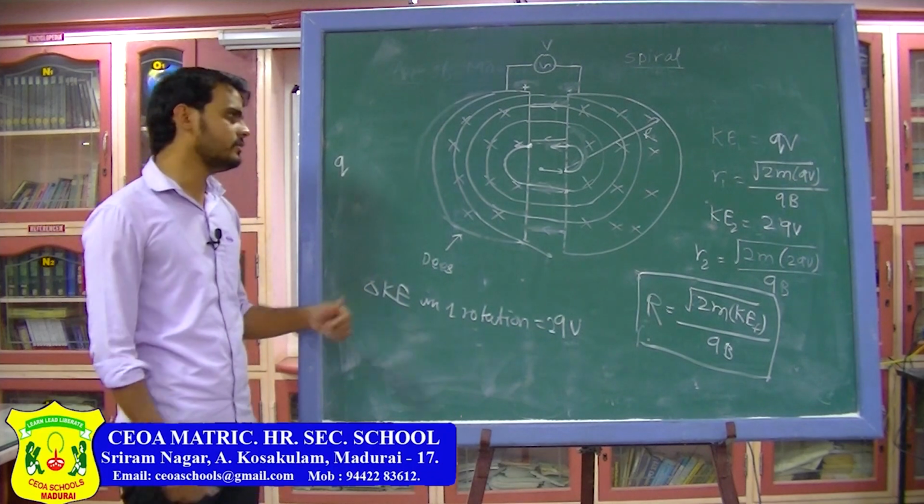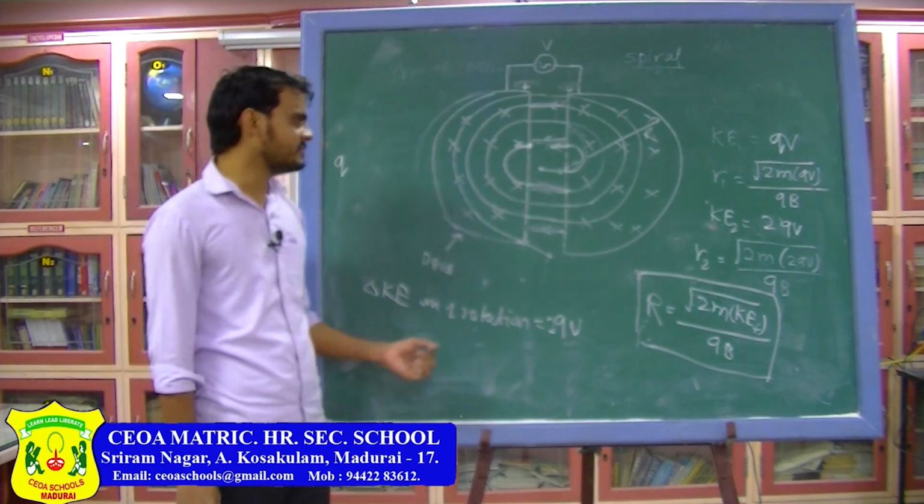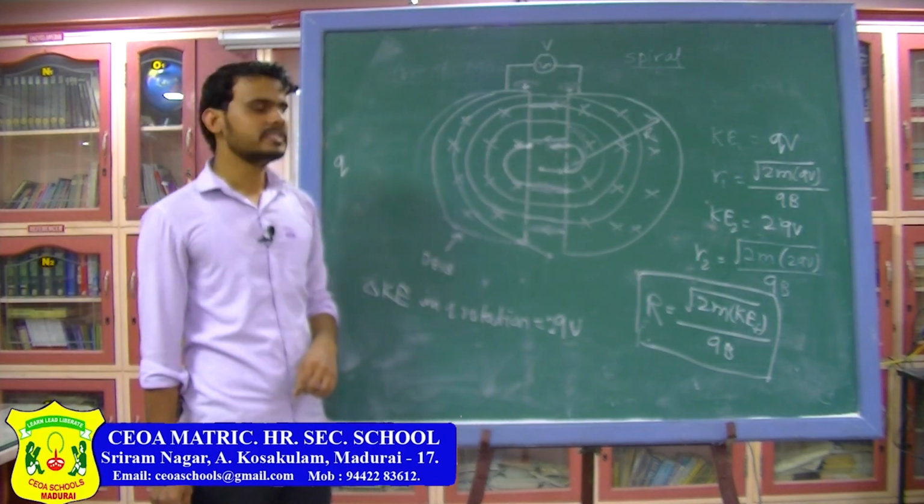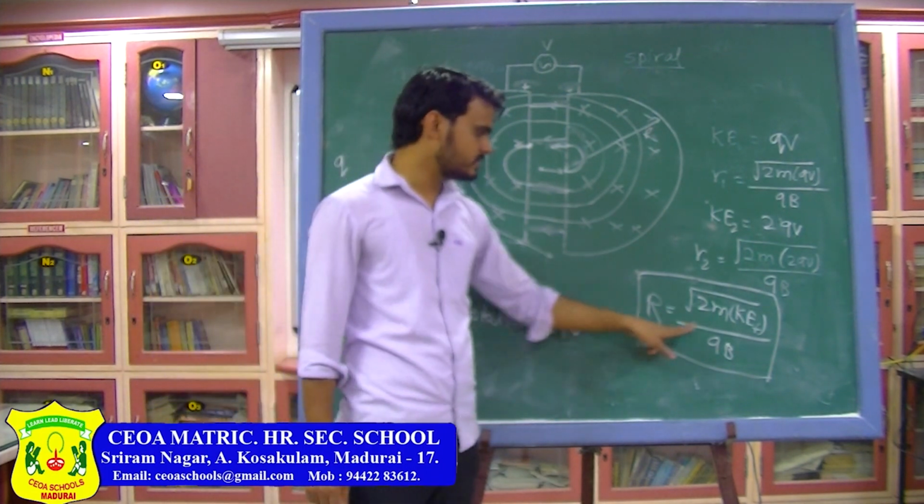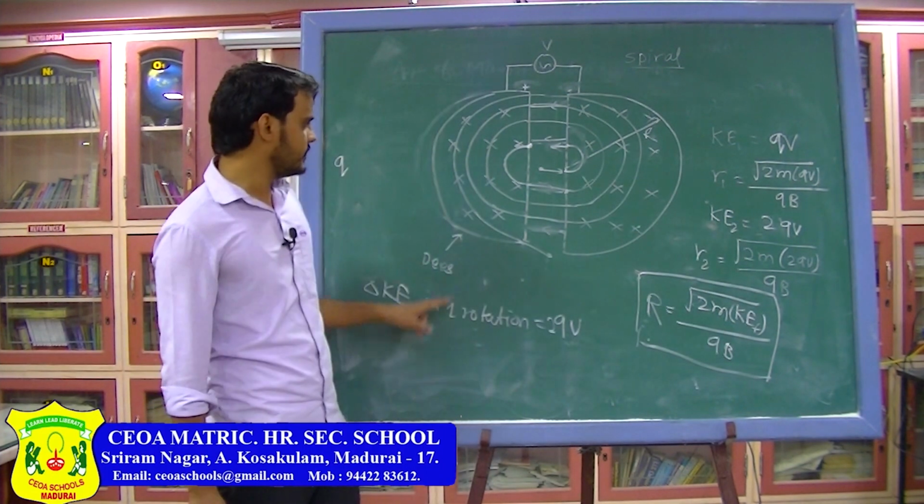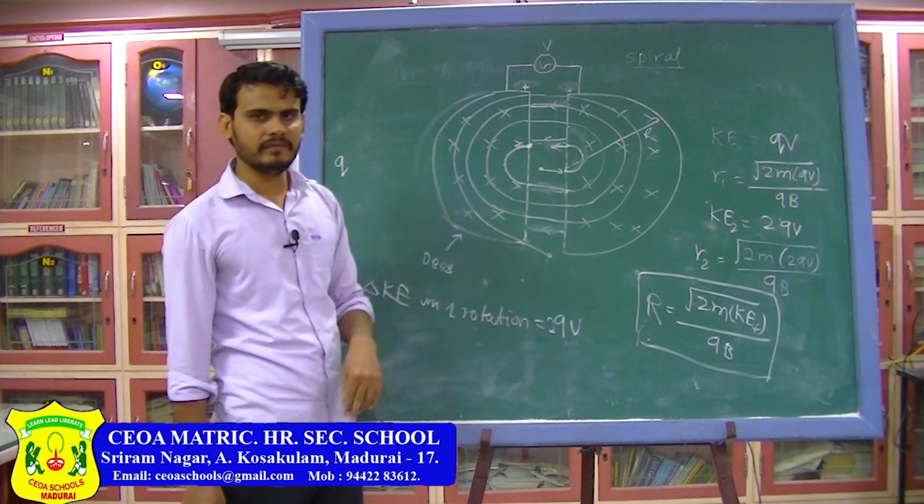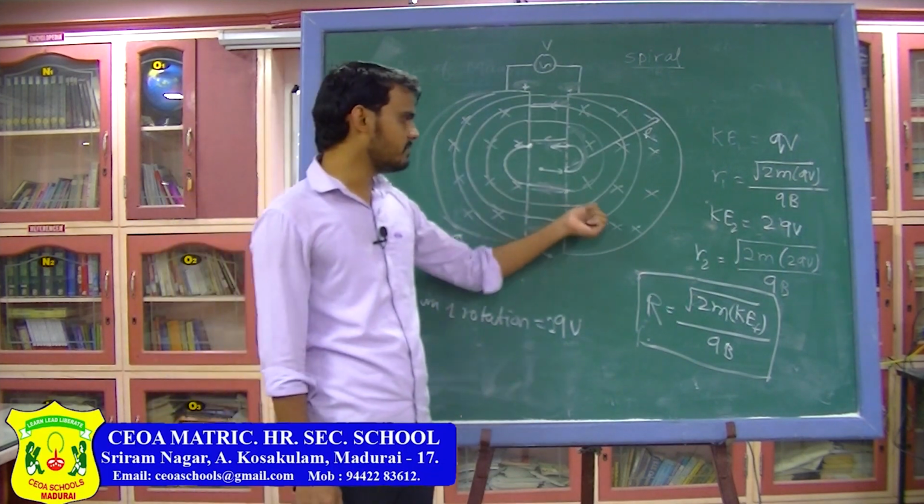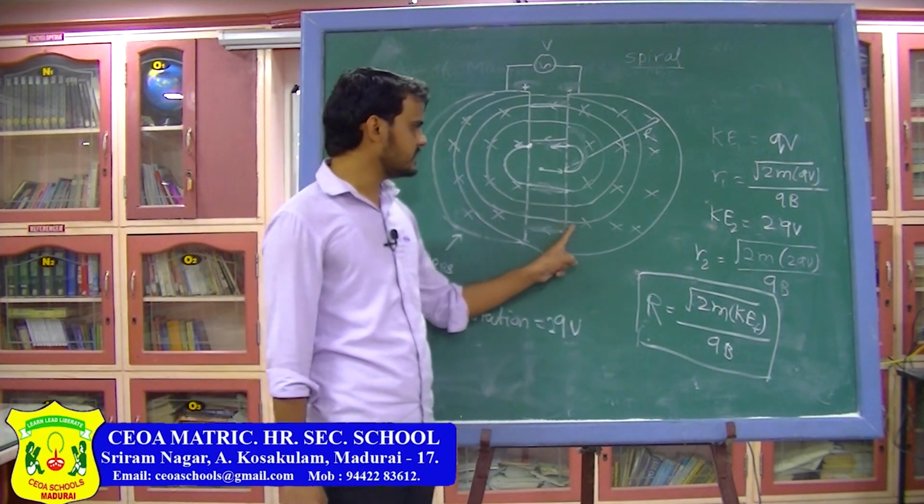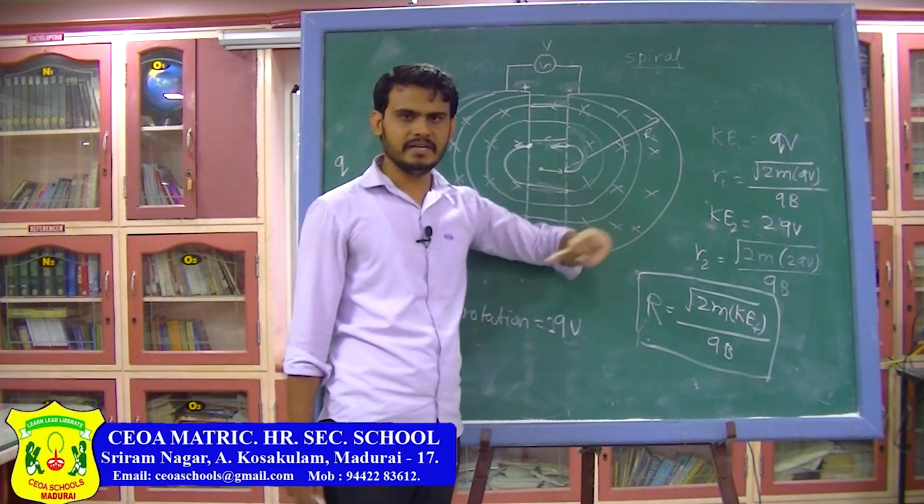So remember, a cyclotron is an instrument which accelerates a charged particle. Initially the charged particle was stationary, finally the charged particle will have some kinetic energy, and it uses both electric field and magnetic field, but the most important job is done by the magnetic field. The magnetic field changes the direction without changing the kinetic energy.